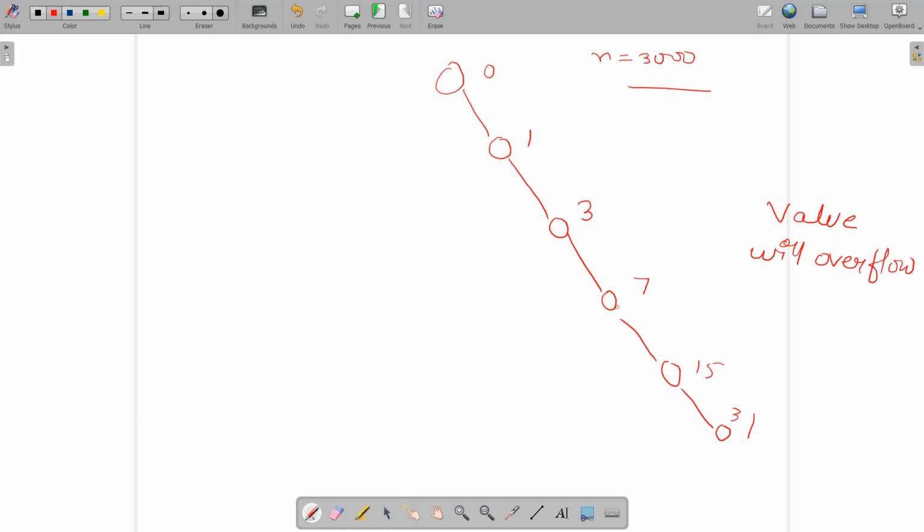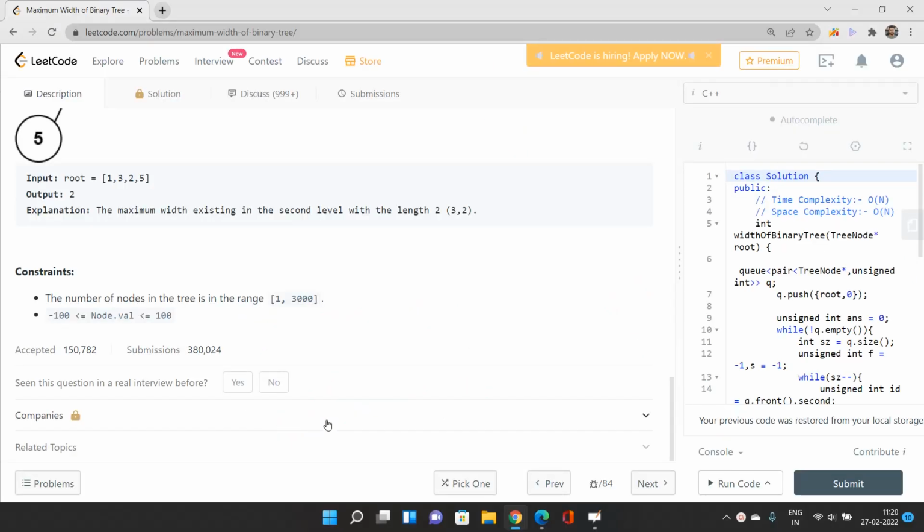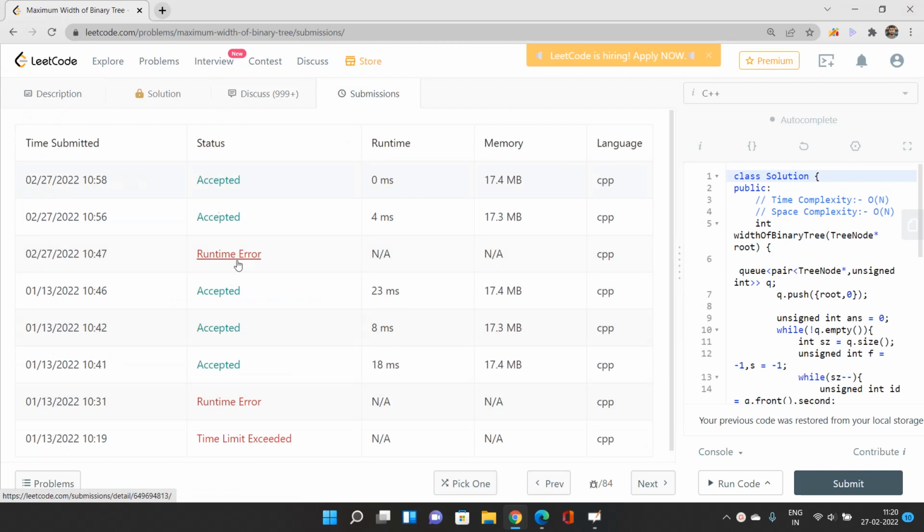Okay, so yes, we can handle that also, but for now let's understand how we are going to replace. If you're using int, then it will give you a runtime error, and if you use unsigned int, then it will give you all correct. But using unsigned int is quite... you're not aware that this will pass, so I will tell you how to set the offset value for every level. For now, let's understand how we can code it out using the unsigned int part.